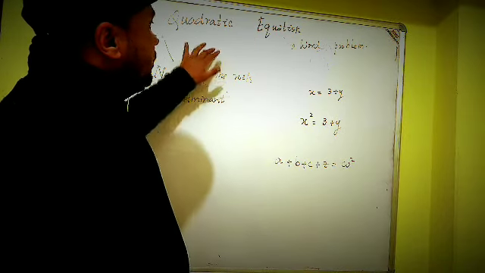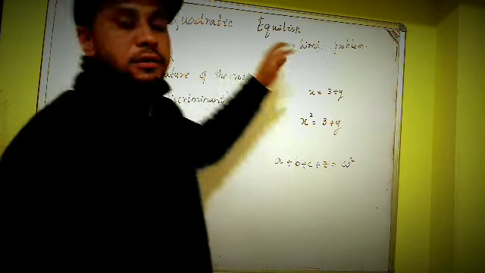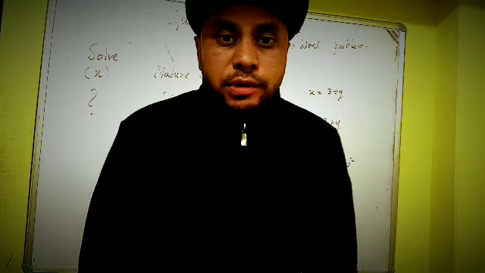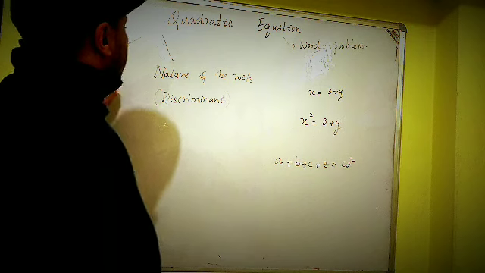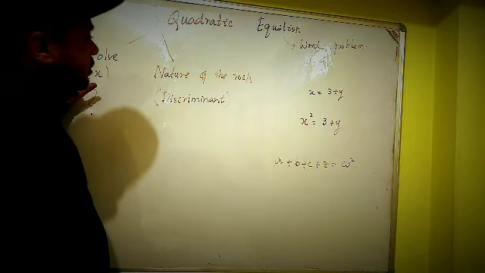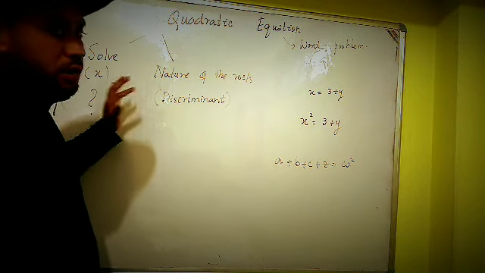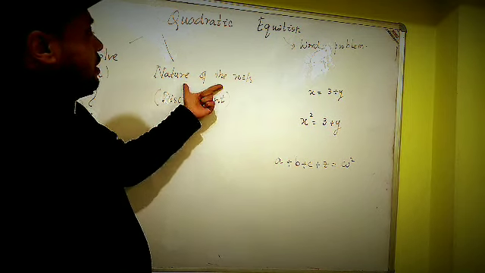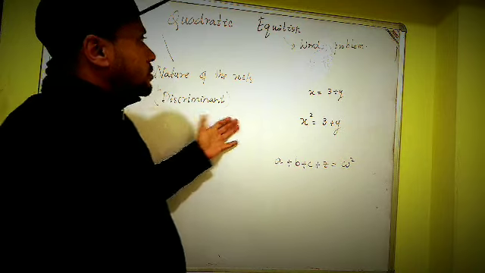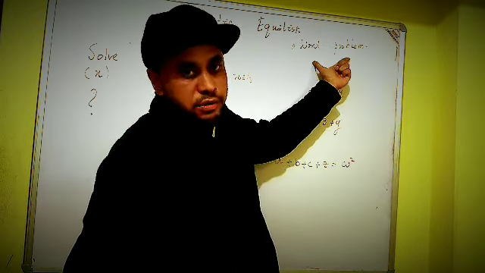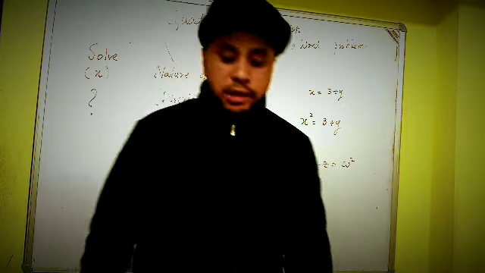So quadratic equation comprises of three subtopics. The first one is the solving part by using the Sridharacharya formula, which we'll be discussing today. And then the nature of the roots by using discriminant, so we'll be discussing this one also. And then the word problems, the problems based on quadratic equations.